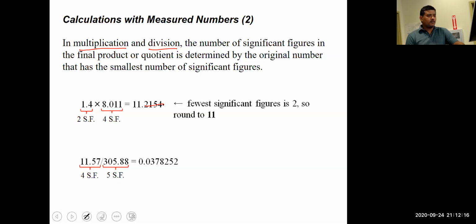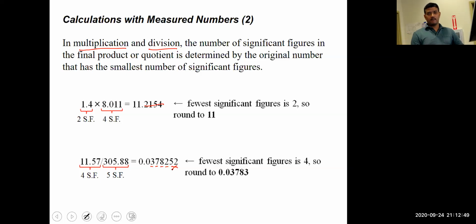And let's say you're dividing 305.88 over 11.57. One number has four significant figures, but the other number has five significant figures. So you are only allowed to have four significant figures in your answer. So 1, 2, 3, 4. You need to cut these two numbers out. So you're going to round that number into 0.03783. This is the number that I'm keeping, but I have to change it to 3 this time. I'll discuss how.